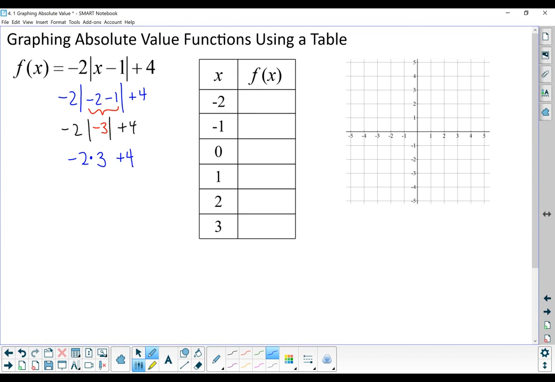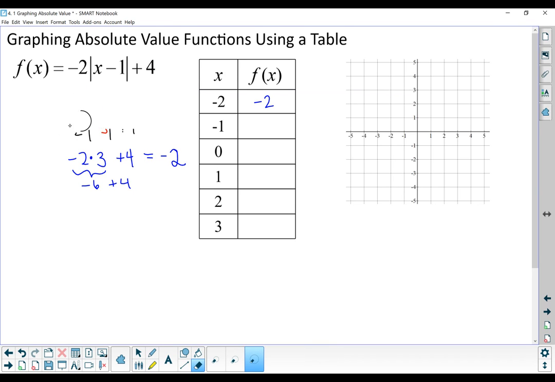And if we do all of that, we end up with, and you could put it in your calculator, a negative 2. This is negative 6 plus 4. Now, a lot of these calculations your calculator could help you with, but it doesn't have a button for absolute value. So you kind of would have to figure out that absolute value for yourself.